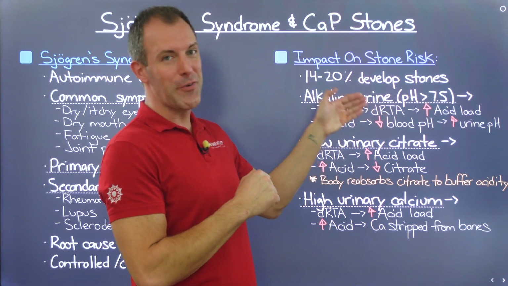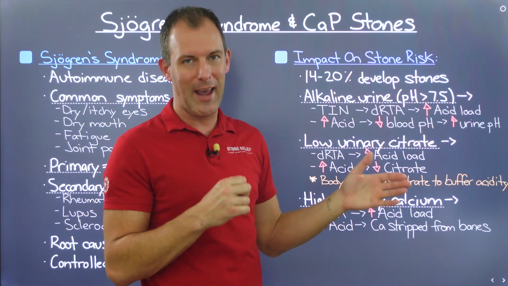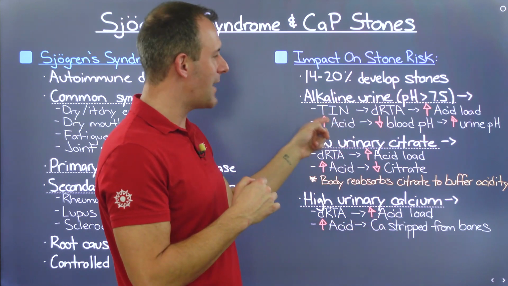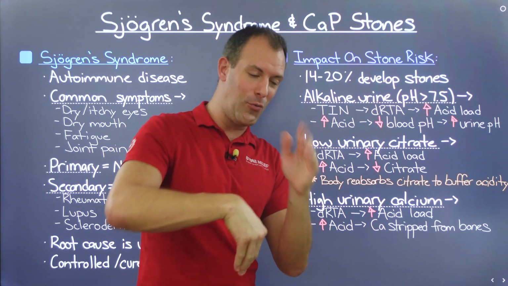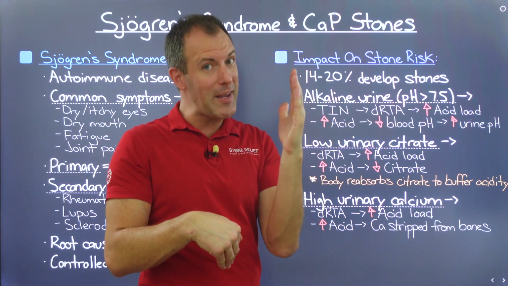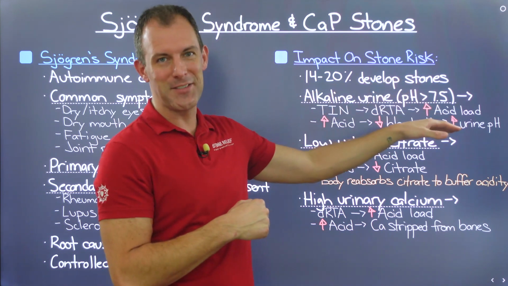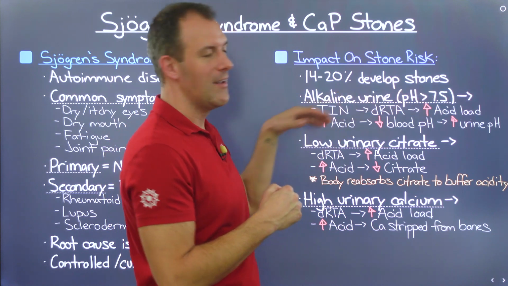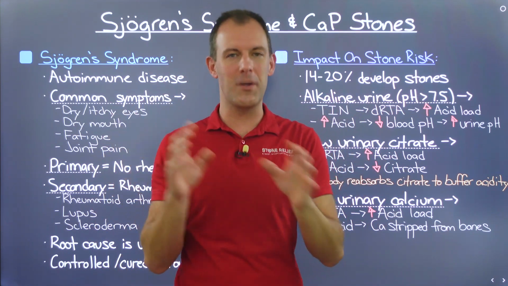Now, this distal tubular renal acidosis is then leading to an increase in the acid load that our body has to deal with. And this increased acid load then drives our blood's pH down, which then inversely increases the alkalinity, or the pH, of our urine. So, through this complicated mechanism, this is how urine pH is being increased to an alkaline level if someone has Sjogren syndrome.